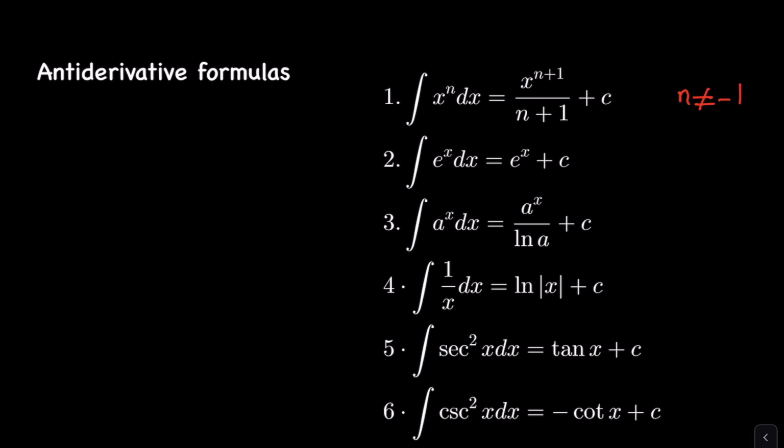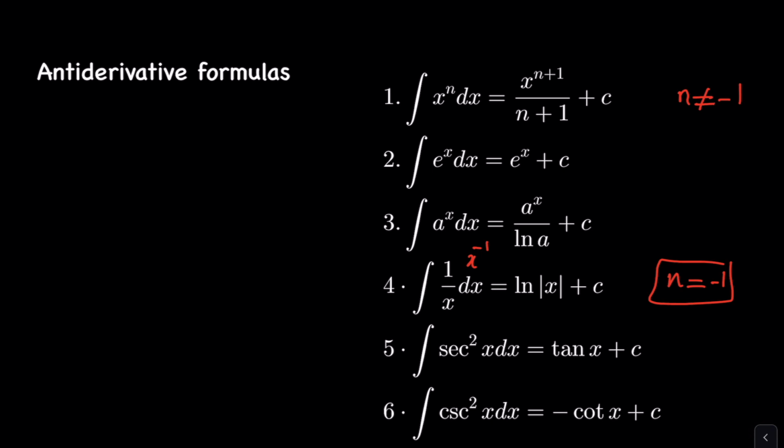And you see that this formula 4 is actually the formula 1 with n equal to -1. So what you have here is x to the power -1. And the antiderivative of x to the -1 is simply natural log of x plus any constant c.